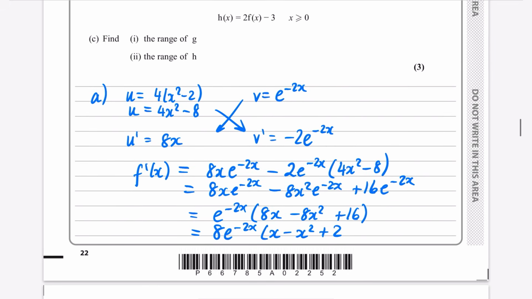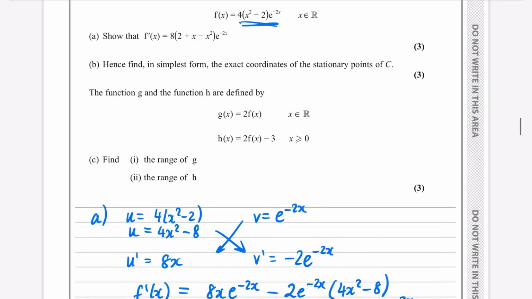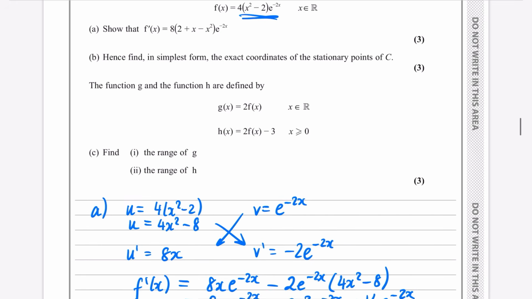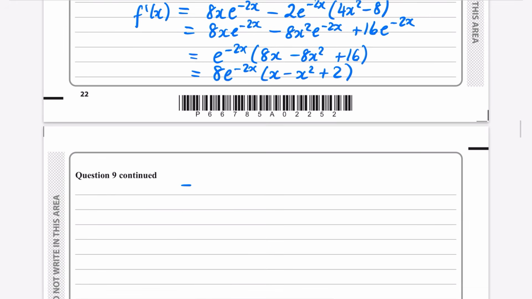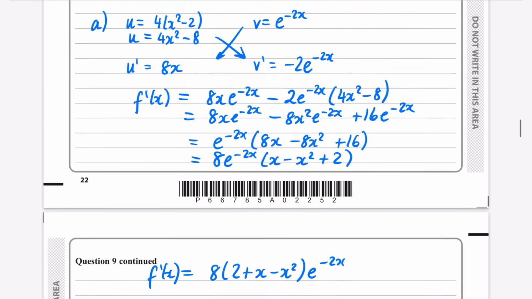Now it's almost the same as what they've written. I'm just going to say that I can put it in a slightly different order. So they have 2 plus x minus x squared. So I'm going to just rewrite that. So that is 8 brackets 2 plus x minus x squared e to the minus 2x. That's what f dash x is equal to.